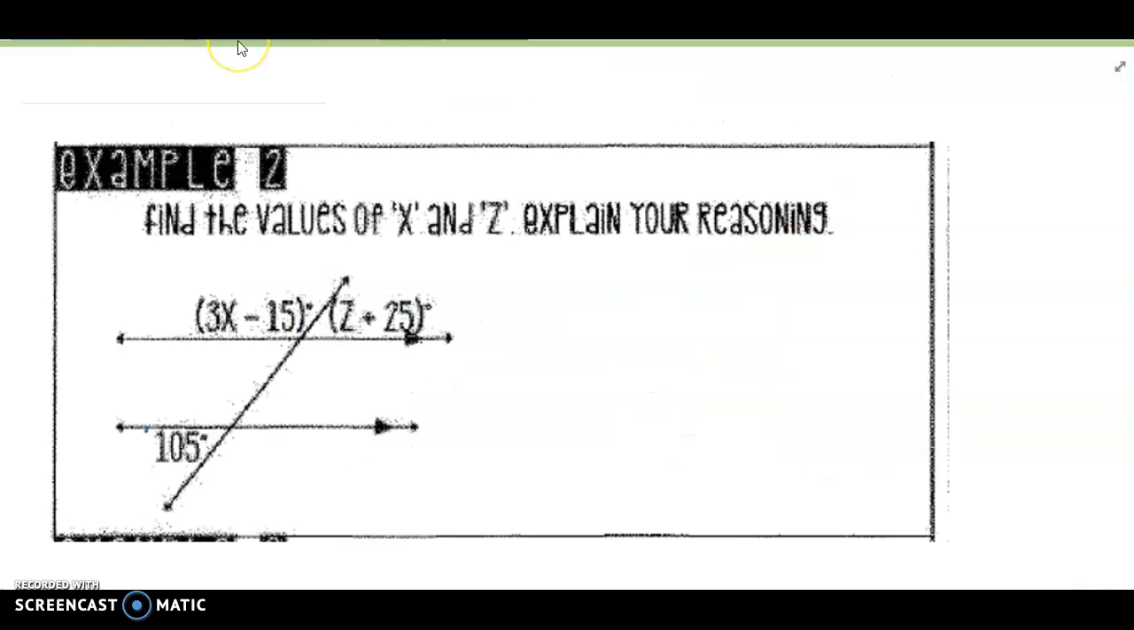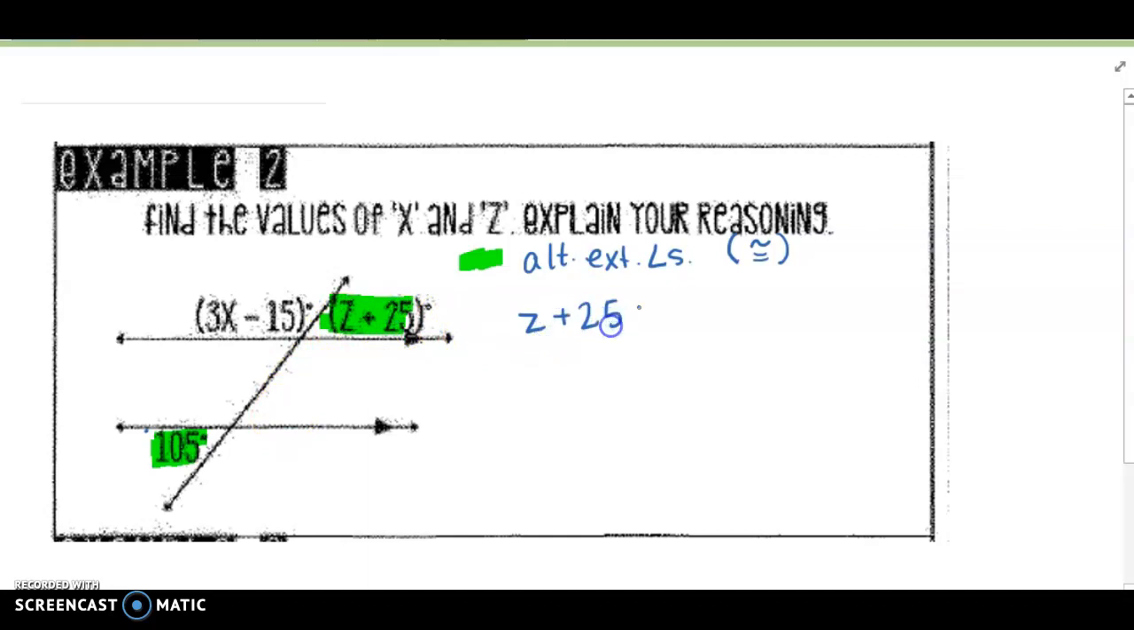All right, let's look at example 2 now. We have 2 variables we need to solve for. We have X and Z. So I'm going to look at this first. And notice this angle and this angle, the 2 highlighted in green, these are alternate exterior angles. And if you look at your foldable we just did, we know the alternate exterior angles are congruent. So because we know that, that means they have the same measure, so I can set it up as Z plus 25 equals 105. Now it's just algebra, so minus 25 minus 25, so Z has to equal 80.